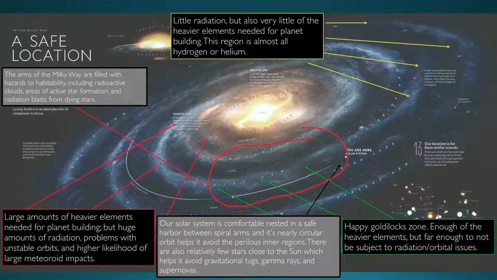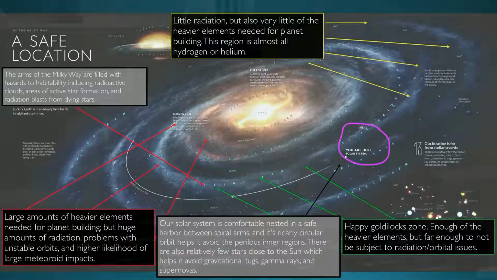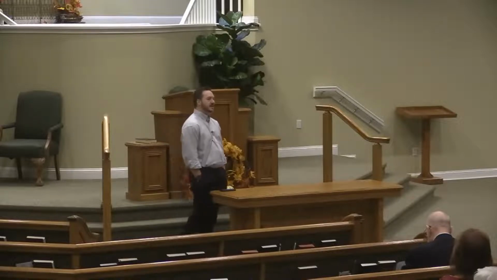But it's not even that simple, even if you end up in the happy medium spot. If you look at us, we are right there. We are nestled right in between the Sagittarius arm and what is called the Orion spur. So we are not even in the middle of one of the arms of our galaxy. We're in this happy medium zone where we're not in either place. And that is actually really convenient for us as well, because the arms of the Milky Way galaxy are filled with radioactive clouds, and there are also areas of active star formation.